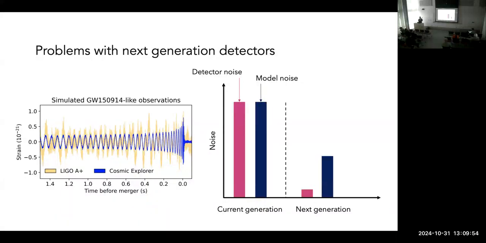But LIGO A+ is current? No, this is a strongly upgraded version of LIGO. And what's Cosmic Explorer? This is a next generation one. Okay. And so for the next generation, we potentially have this gap where we might get better just thanks to Moore's law, if that even goes on.